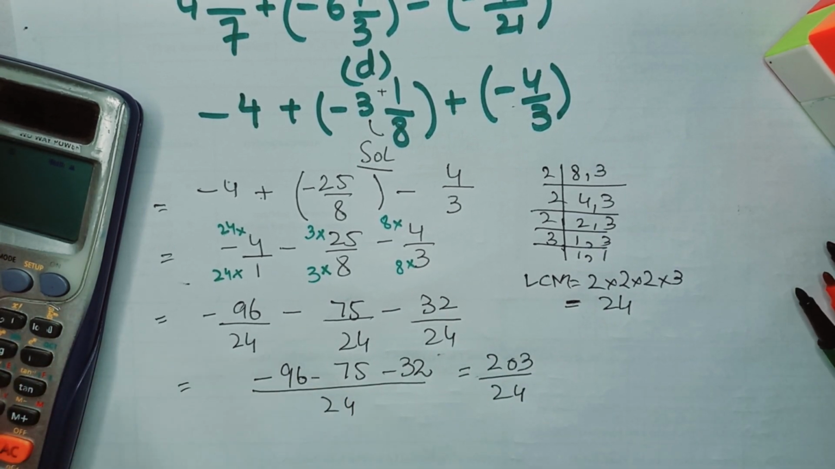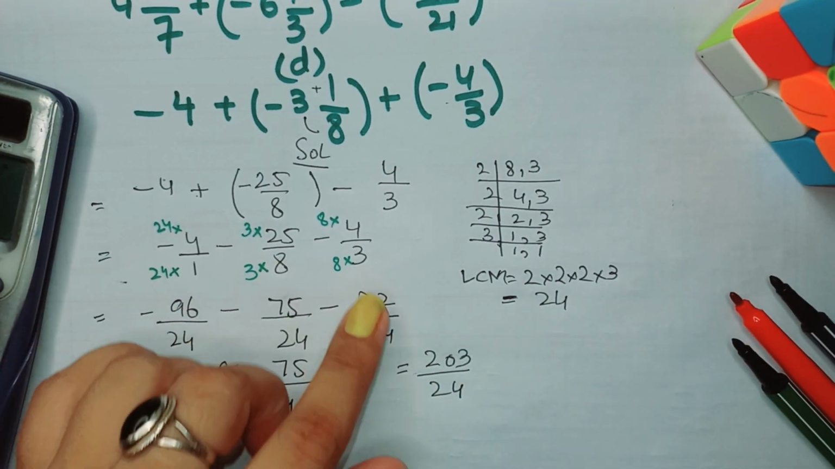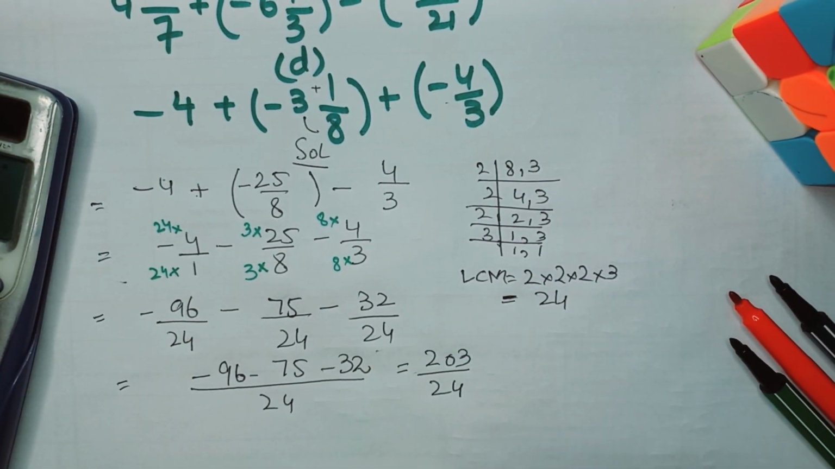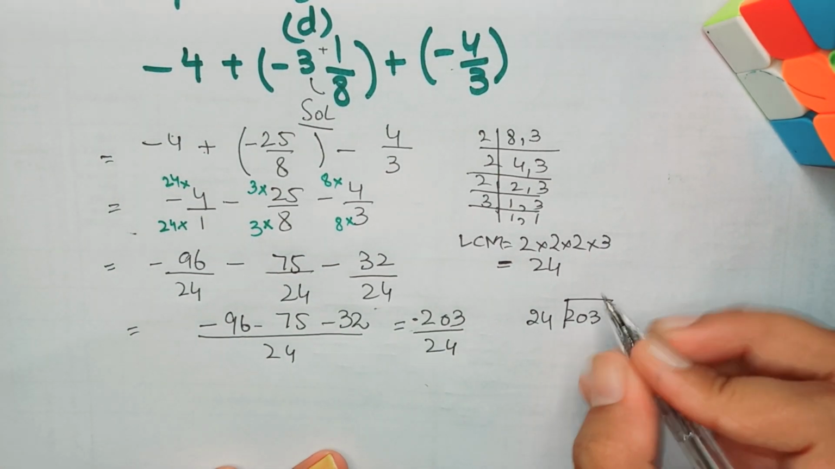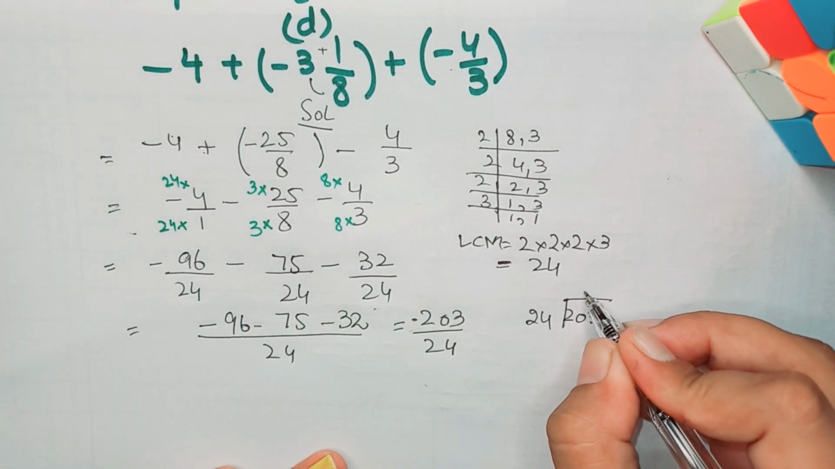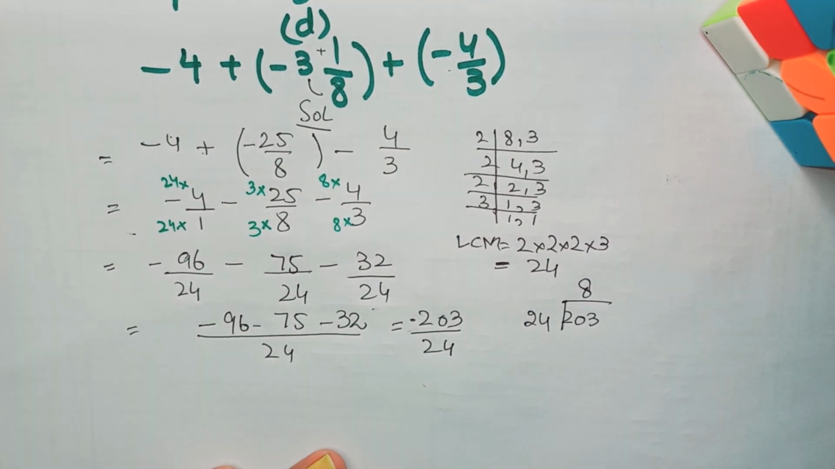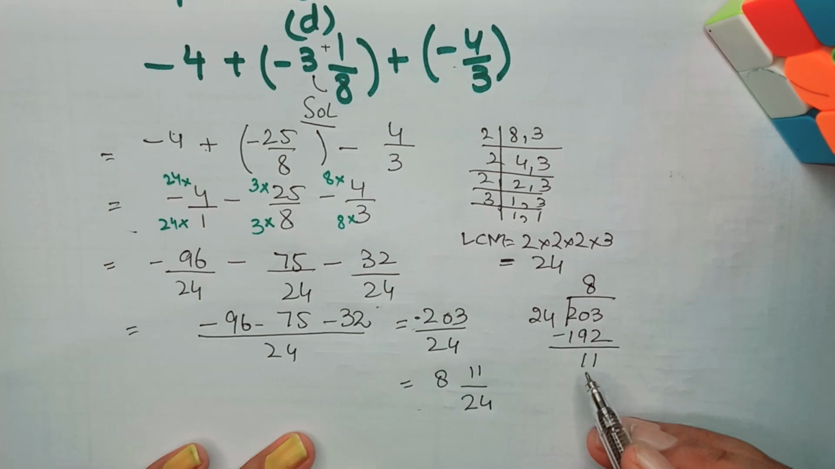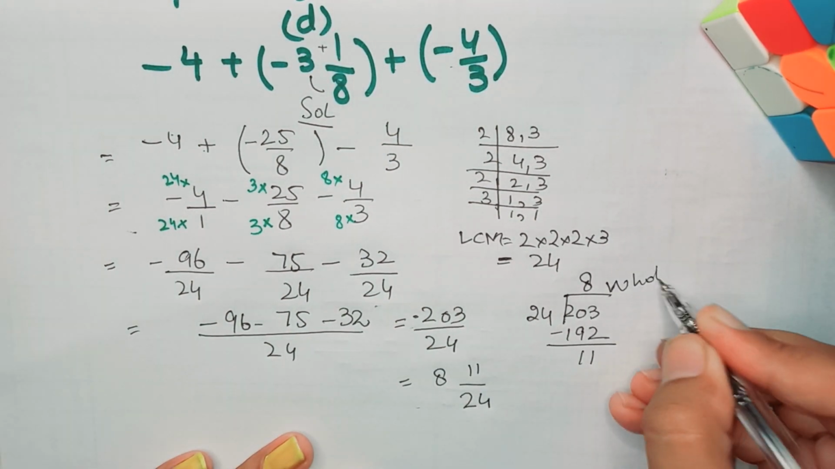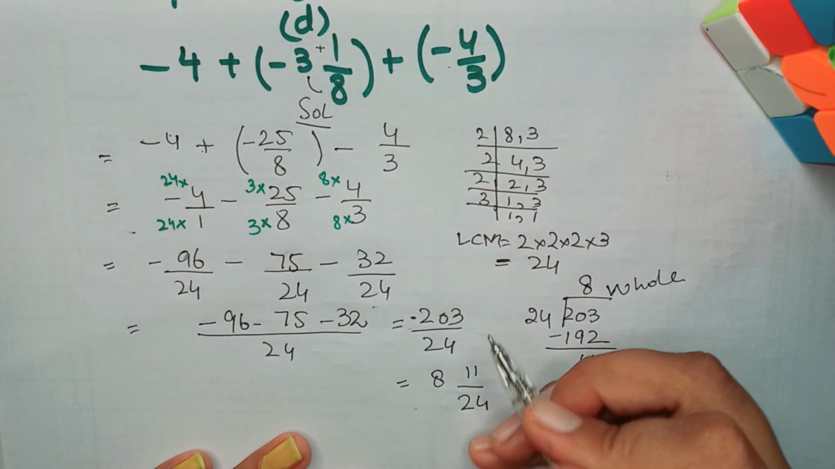You can see that now you can divide it. So now you have to divide it. So 203 divided by 24. 24, we can do it 8 times. So it will give you 192, and then the subtraction will give you 11. So it will give you 8 whole 11 by 24.